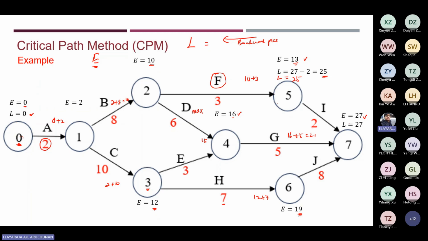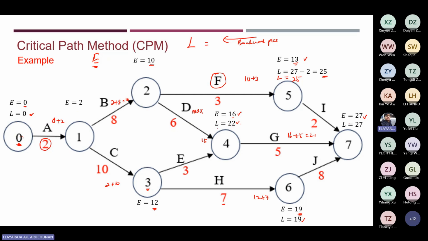Okay, and then likewise, you need to get the latest finishing time at this point. So 27 minus 8, the latest finishing time you obtain is 19 at this node. Next, you do the same thing again. You take 27 minus 5, so you get 22. So at this point, the latest finishing time is 22.